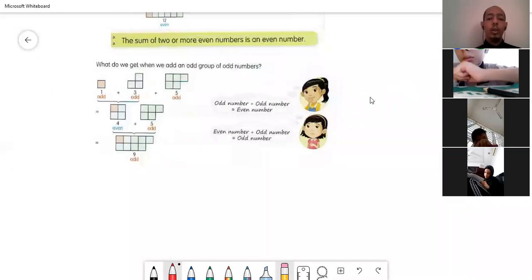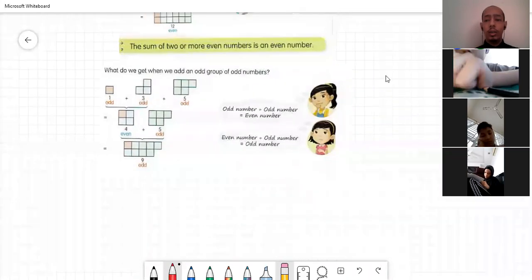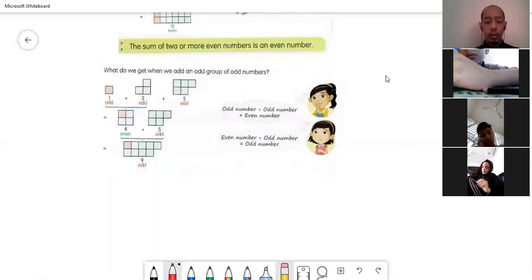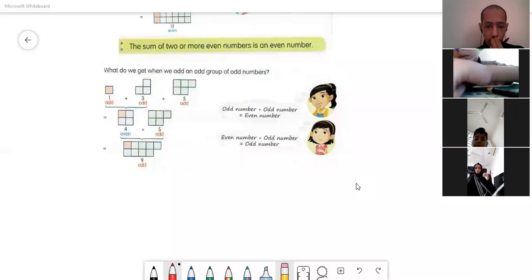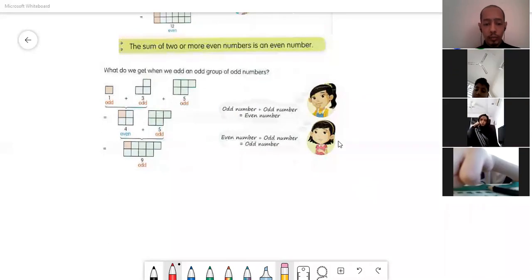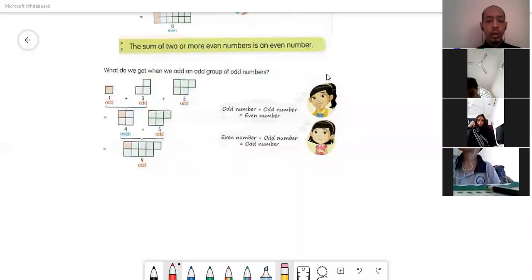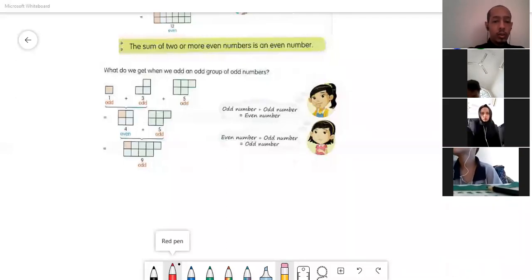What if we have odd numbers and we add them all together? Muhammad Ali is asking, but if we have an odd number and an even number. Okay, we'll come to this. Should we write? Yes, right. Muhammad, we are going to come to your question, but you need to follow me step by step.